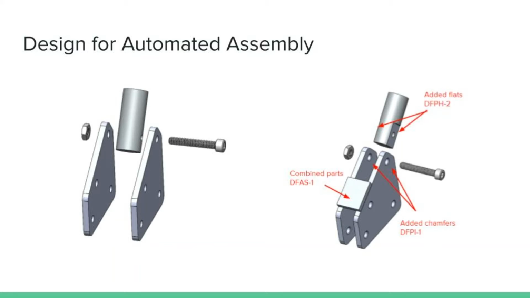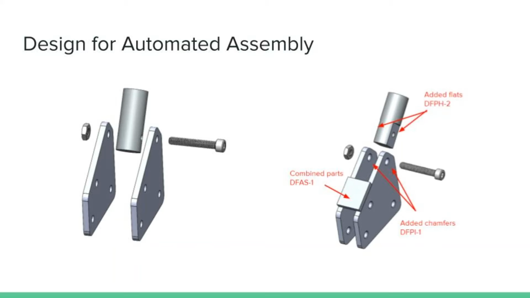I created those flats based on DFPH2, which is to add features to facilitate orientation. So now the lamp neck slides in and you don't have to deal with trying to line up the hole on the rotating lamp neck with the holes in the plates themselves to insert the bolt.